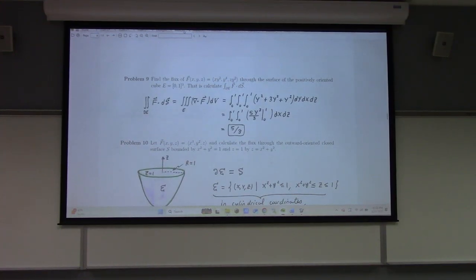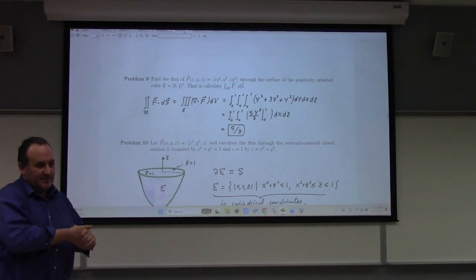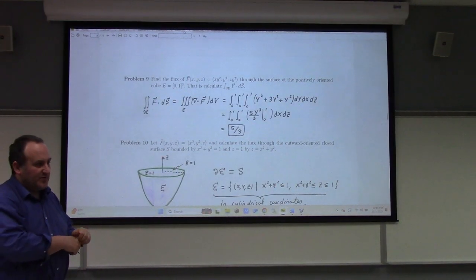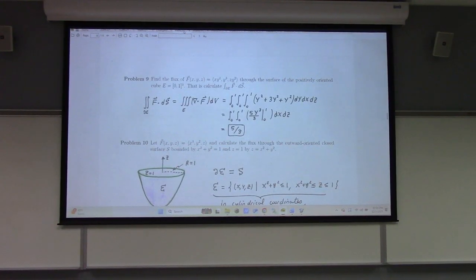This is just a plain old, straight down the middle divergence theorem question, right? So I usually ask one of these. Sometimes it's a cube, sometimes it's a sphere. This is a nice problem if I change it to a sphere, right?